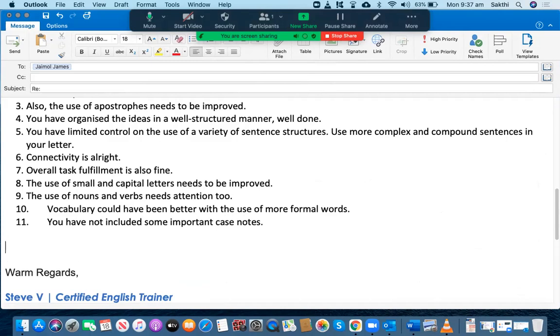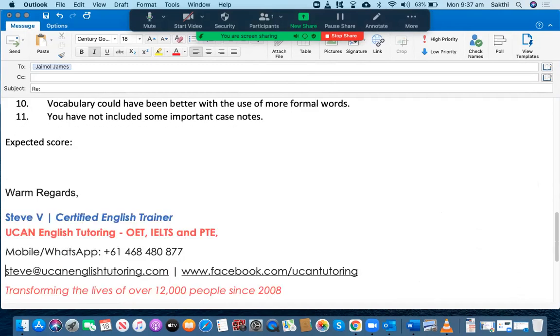All right, let's go to the third assessment. It is the score, expected score. Okay, considering the number of grammatical mistakes, and then the inclusion of irrelevant notes and the ignorance of important case notes, I would believe that this letter may be able to get about 250 out of 500. I wish you good luck with your next letter.